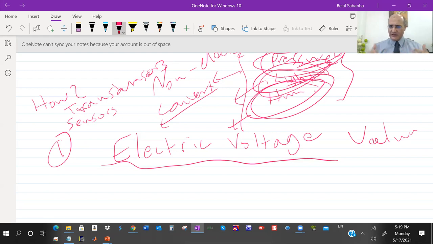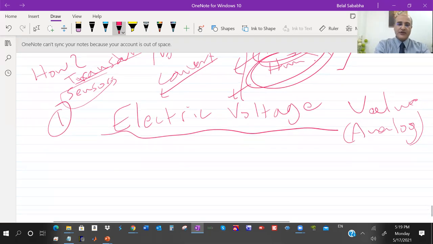As electrical engineers, at this point in embedded system design, we use these sensors, we're users of these sensors, but we need to understand how they operate. So most transducers or sensors convert this physical quantity into an electric voltage value, which is also analog.